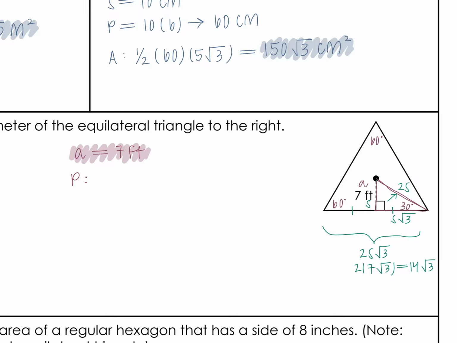So in order to find the perimeter, I'm going to take my side length, and I'm going to multiply it by the number of sides, which we know is 3. So 3 times 14 root 3 is going to give me 42 root 3, and then we'll have that feet.